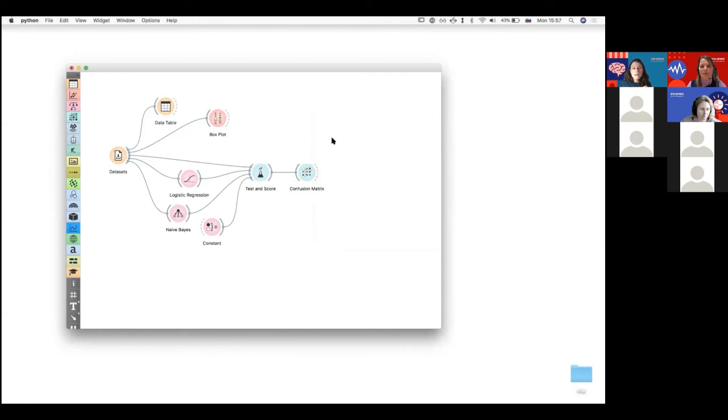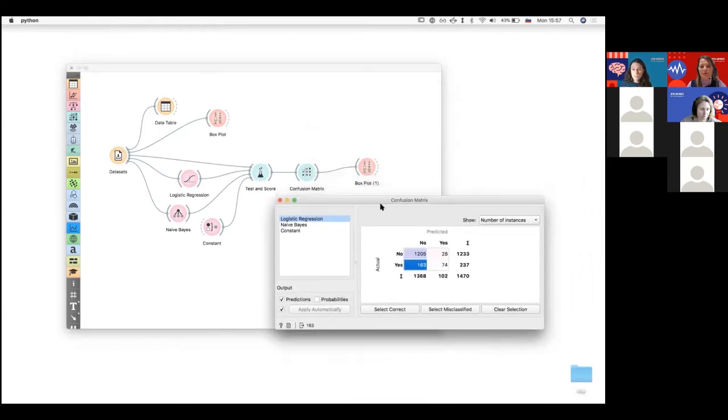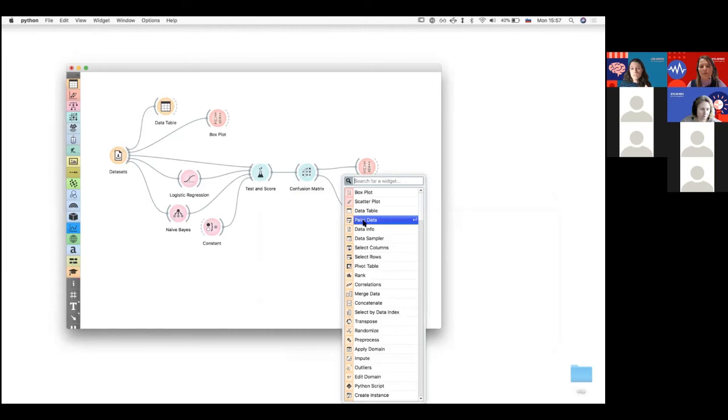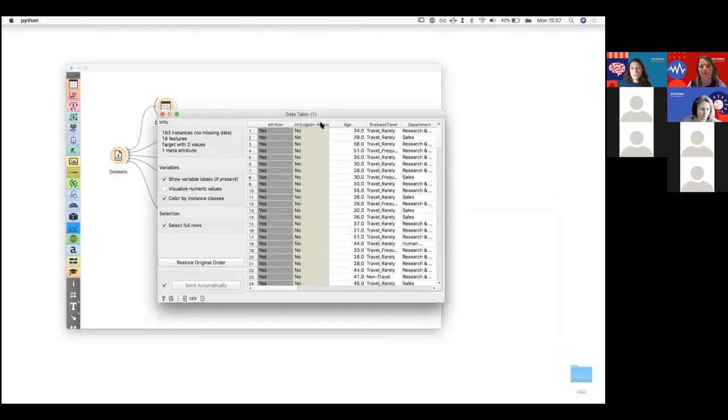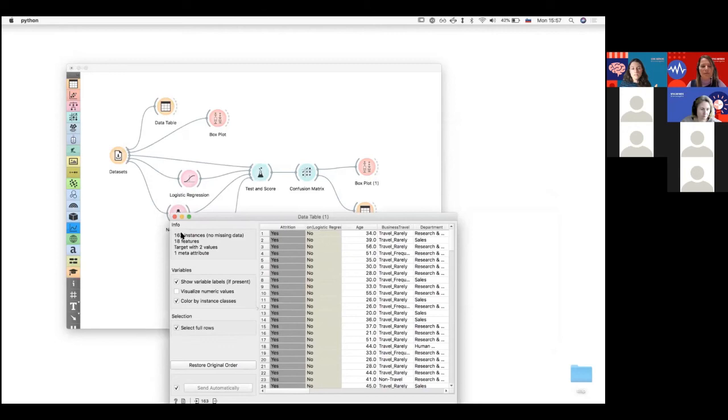And now I can use boxplot again with a similar technique we used before. Here I will have to do some manipulation. In orange, every selection, so orange is interactive, and if I click on this cell, only these 163 people will be on the output. So the subset is on the output. I can observe this in a data table. So here I have just 163 people.